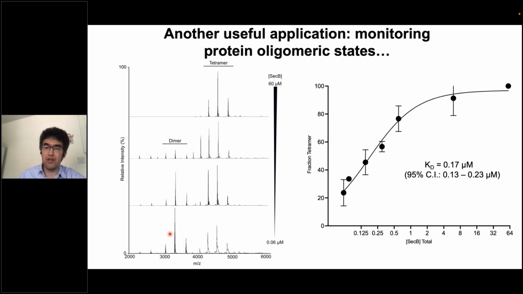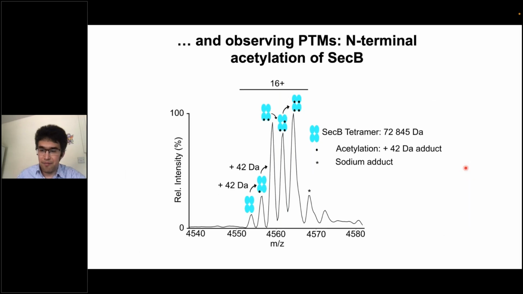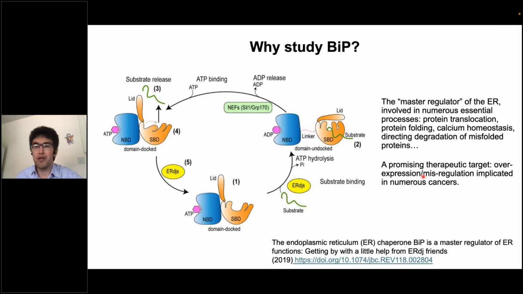And from that, you can calculate the dimer to tetramer equilibrium of the protein, effectively titrating the protein against itself, and you arrive at a KD here of approximately 170 nanomolar, which is in good agreement with other more classical techniques such as ITC and analytical ultracentrifugation. So that's a little introduction to native mass spectrometry.